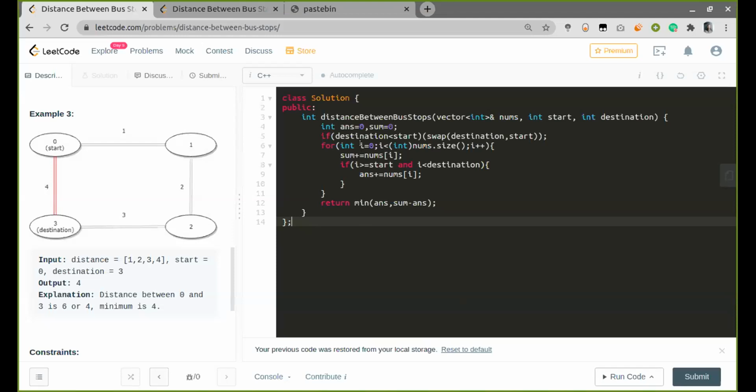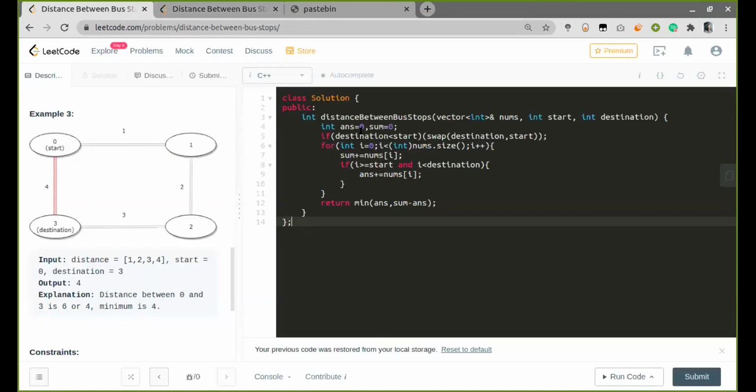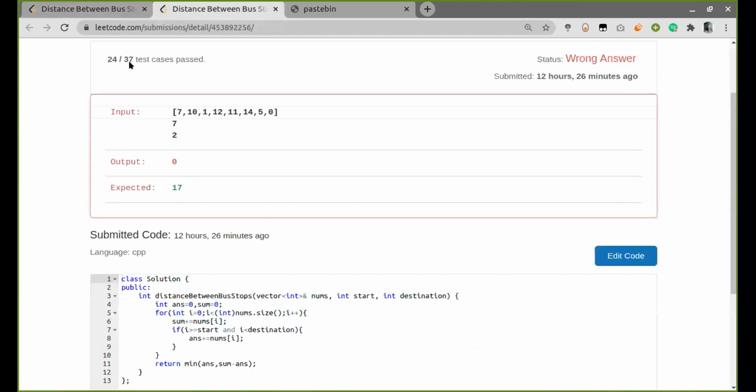So I got a wrong answer since I did not swap the destination and start if destination is less than start. On test case 24, the value of destination is smaller than the value of start. So first we need to check, and then if it is, we can just swap it.